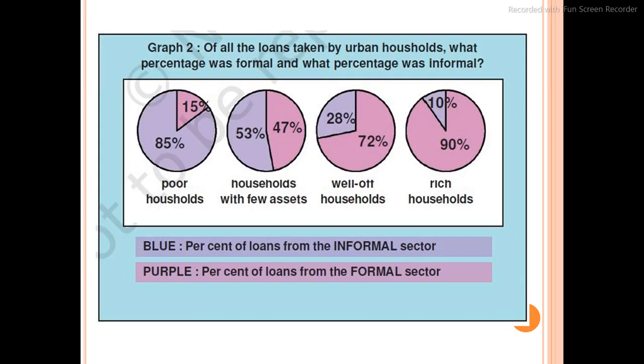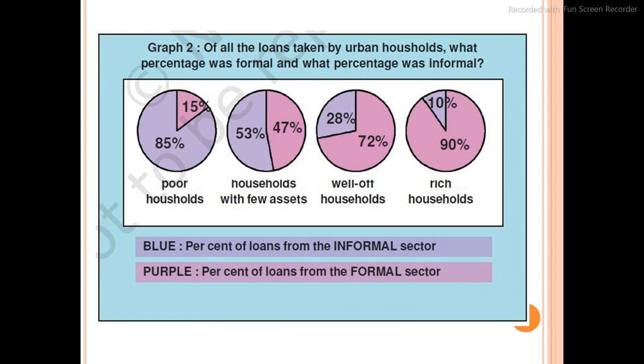Next, graph number 2. Please observe. After that, we will discuss. Graph number 2 is about the loans taken by rural households. What percentage was formal and what percentage was informal? Here we are talking about what percentage of formal loans and what percentage of informal loans for poor households, households with few assets, well-off households and rich households, right?